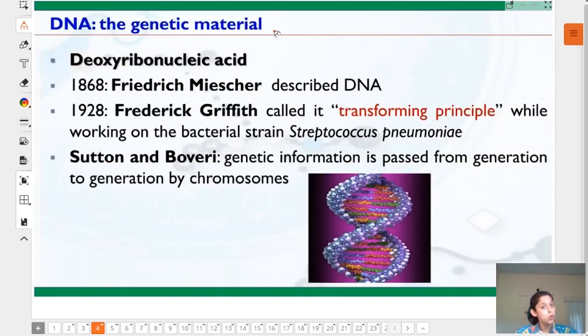DNA is a genetic material. We know it now. It's a matter of fact statement. Narendra Modi is the prime minister of our country. We know it now. It's a very matter of fact statement. Trump is the president of the United States of America. It's a matter of fact statement. DNA is a genetic material is a matter of fact statement now.